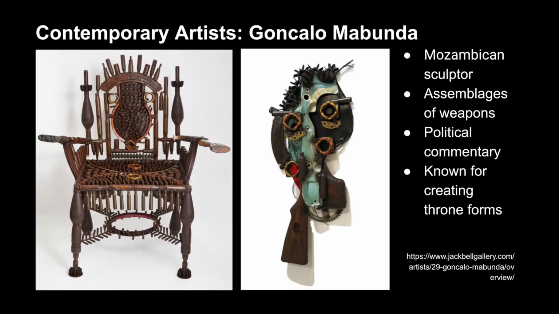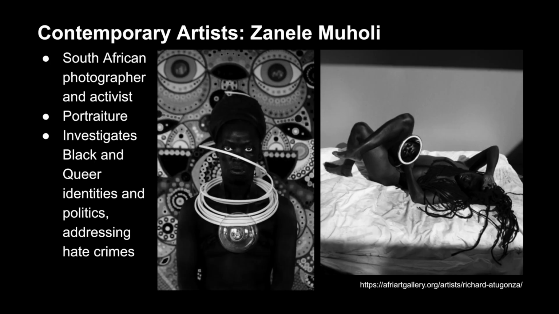This Mozambican sculptor uses assemblages, often including materials like weapons to create a political commentary, and a common theme throughout his work is the use of the throne. This photographer and activist is from South Africa and focuses primarily on portraiture. Conceptually, her work is investigating black and queer identities, particularly in relationship to cultural and political reactions like discrimination and hate crimes.